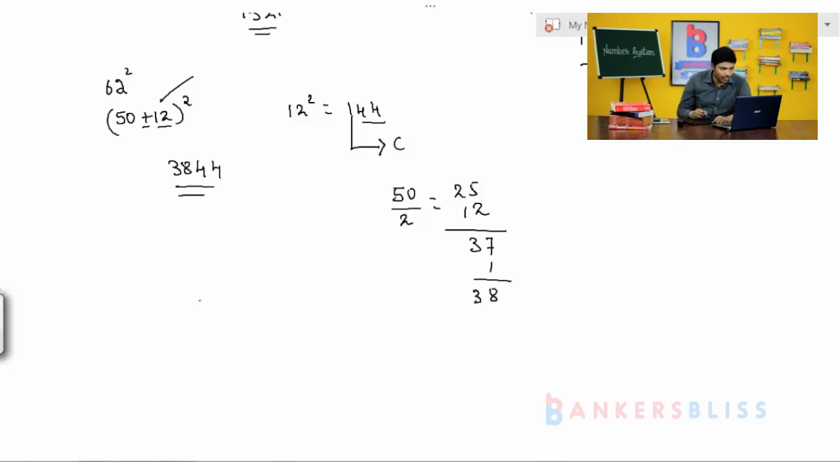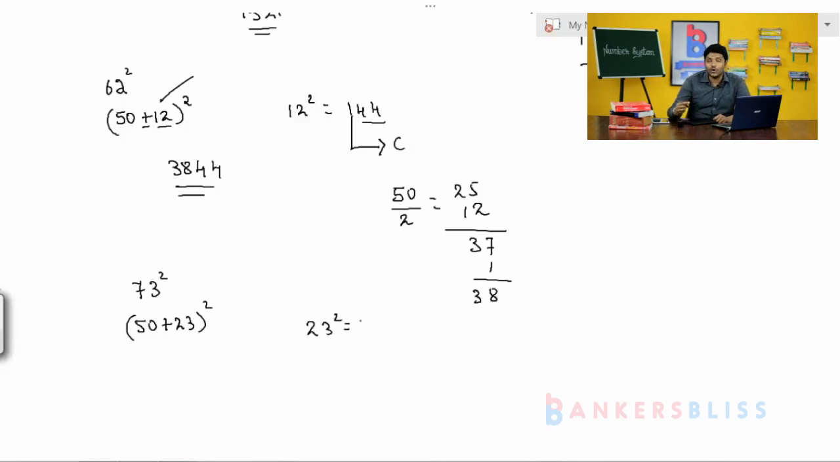Let me take one more number. The number is 73 square. See here, is 73 square near to 50 or 100? 75 is the exact middle between 50 and 100. 73 is below 75, therefore it is very near to 50. So this can be written as 50 plus 23, whole square. So 23 square means what?